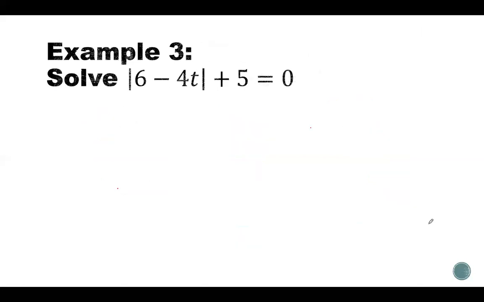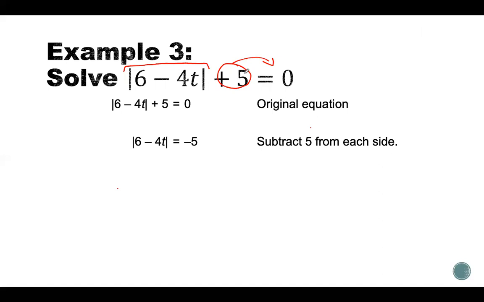Moving on to our next example, we have the absolute value of 6 minus 4t, plus 5 equals 0. So when we're looking here, we always want to go ahead and get the absolute value part by itself and move anything else that we have to the other side. So we're going to subtract 5 from both sides so that we get the absolute value of 6 minus 4t equals negative 5. Since all we have is a constant here, this is never going to be true because I can't take the absolute value of a number and get a negative.